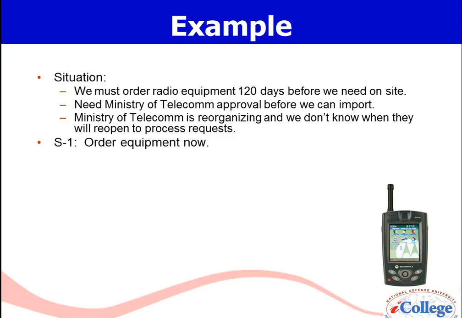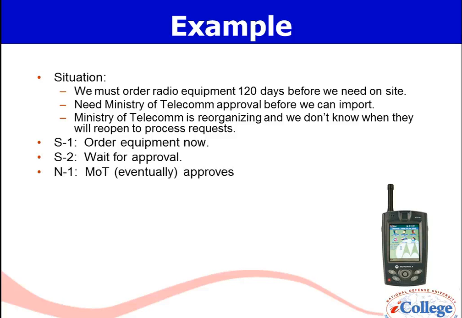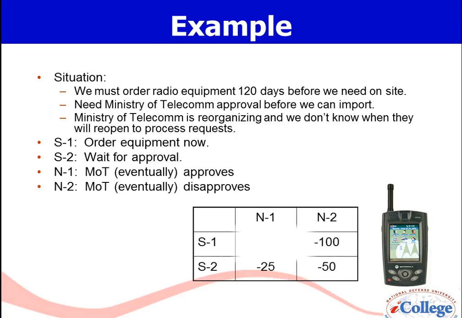So I had a couple of choices. One, I could order the equipment now and take a chance. Two, I could wait for approval before I ordered the equipment. And the two states of nature that I was concerned about were state of nature 1, the Ministry of Telecommunications eventually approves it, or state of nature 2, they eventually disapprove it. Now, this became my table.